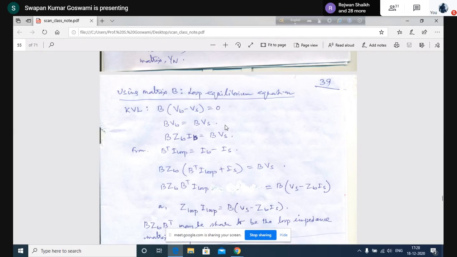If they are self impedances, for the time being you consider self impedance only. Don't go for mutual impedances. It will be rather more complicated. Then I should show it how to consider mutual impedances.